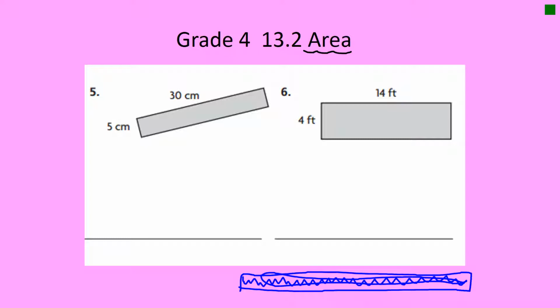Okay, so the directions for number 5 and number 6 say find the area of the rectangle or square. So this rectangle, they've put it at kind of an unusual angle, but that's okay. We still find area the exact same way. So it says that the width is 5 centimeters. That's how wide it is. And it's 30 centimeters long.